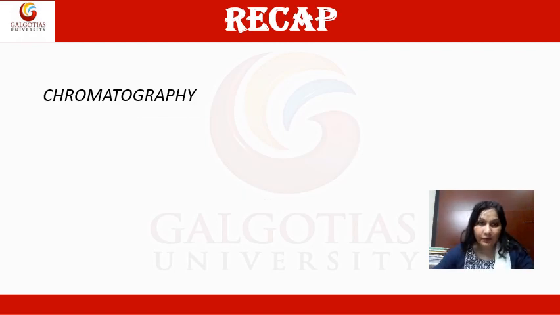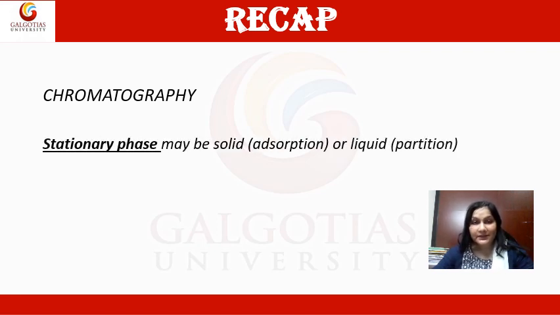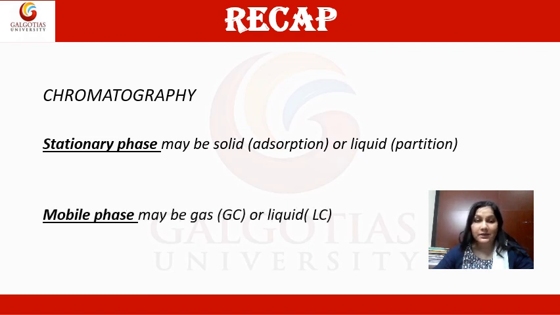Now let's have a recap of chromatography. If I ask you to define chromatography, you can define chromatography as an analytical technique that is used to separate and identify the mixture of components which have been separated between the stationary and mobile phase depending on their affinity towards stationary and mobile phase. The stationary phase in any chromatographic system may be either solid or liquid, whereas the mobile phase may be gas or liquid. This should be very clear to you that stationary phase can never be gas and the mobile phase can never be solid.